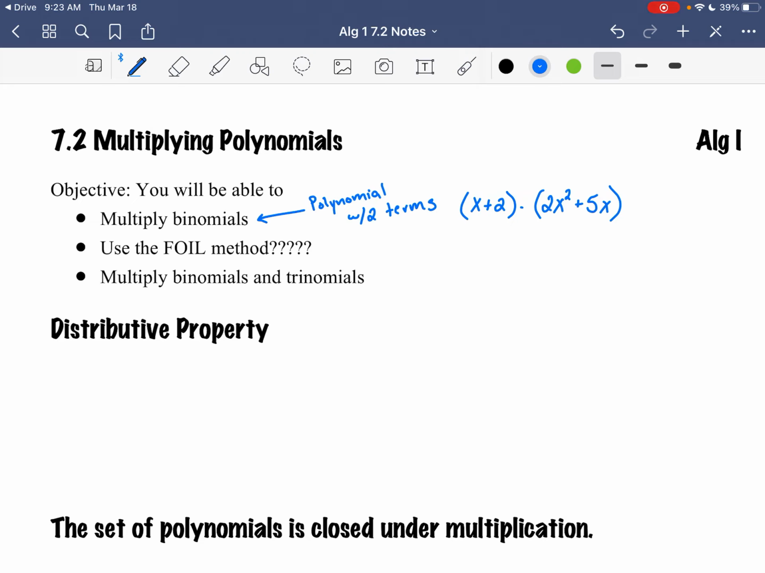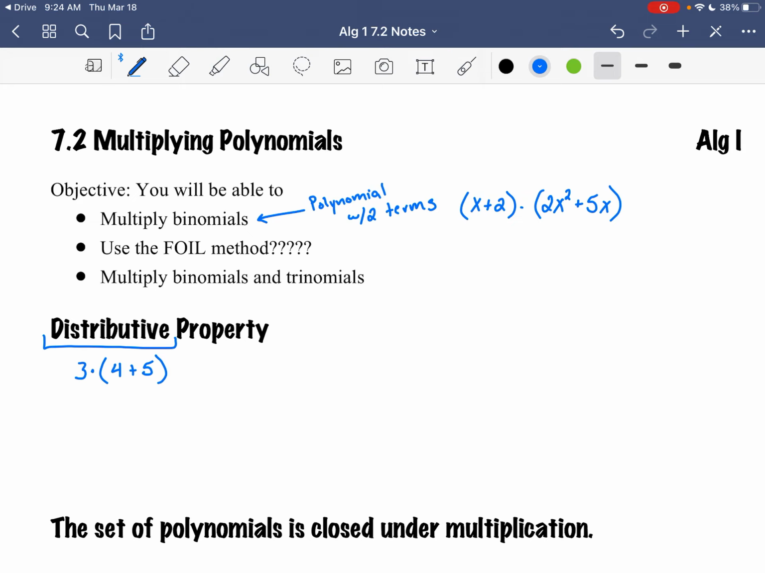All right, so to be able to multiply binomials, you need to be proficient with the distributive property. So we're going to go back to just the basic distributive property. The distributive property is if I'm multiplying a number, for example, 3, times a sum. Let's just make them numbers: 3 times 4 plus 5. I'm taking 3 times this.